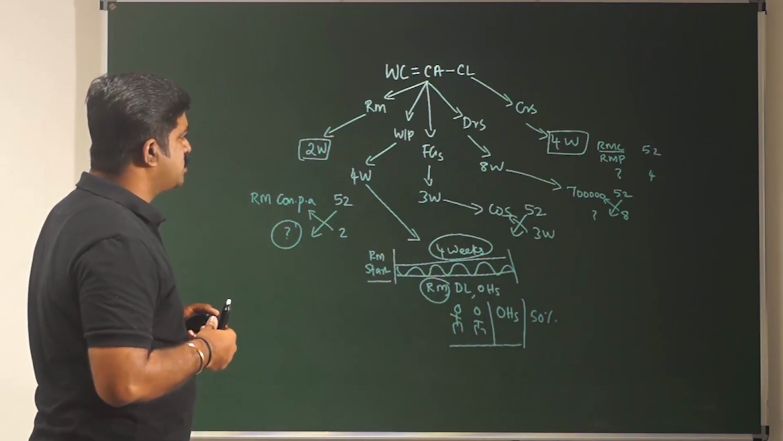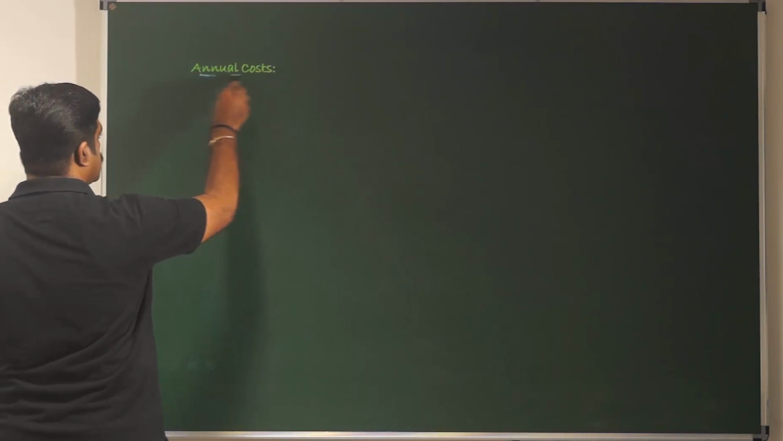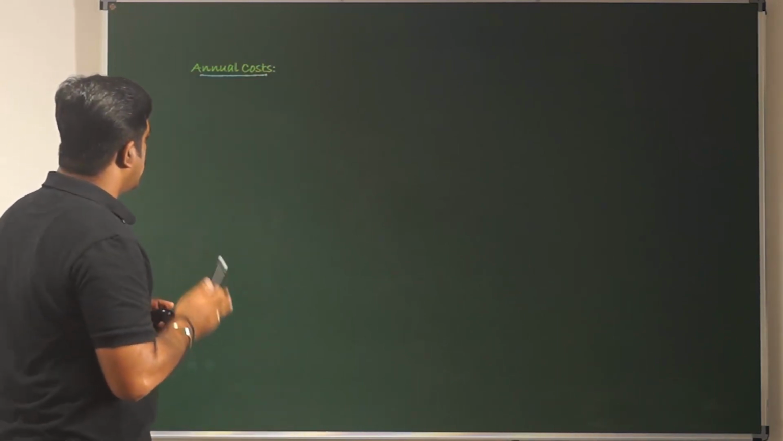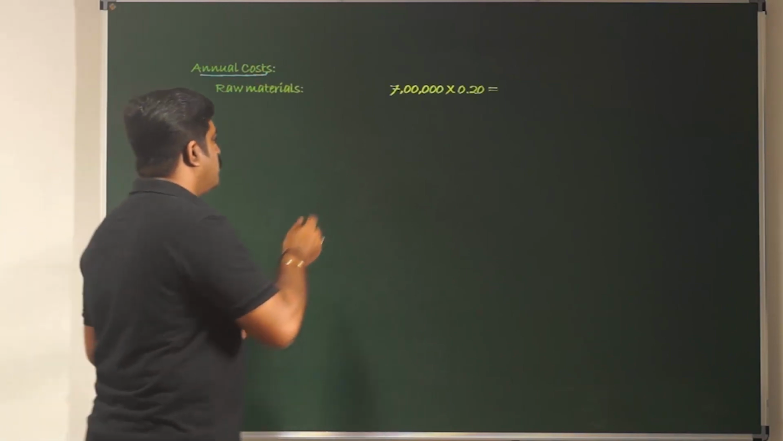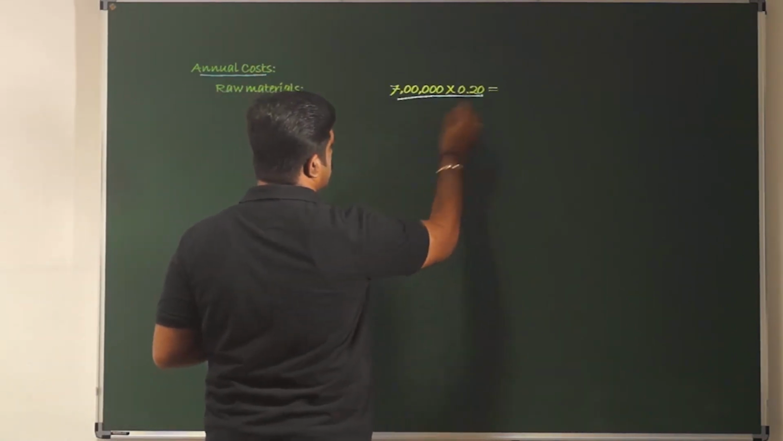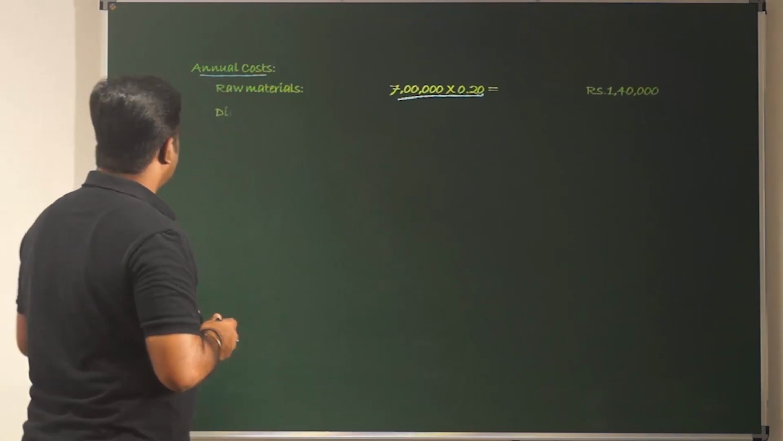Okay, so let's capture this. So first we should know what is the annual cost, that is raw material, annual cost, direct labor and overheads. So let's capture that. Raw material information in the question says it is 20% of sales. So 700,000 into 20%, you have 140,000.